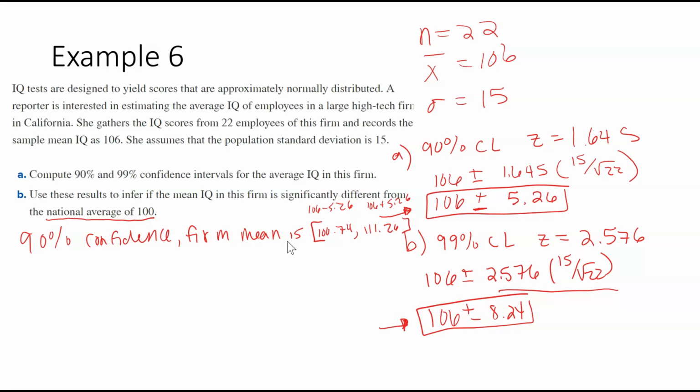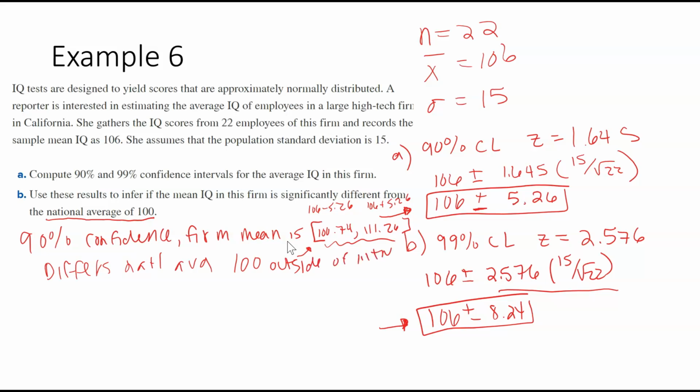Now, I can say that with 90% confidence, it differs from the national average because 100 is just below the interval. We're 90% confident that they're in between these values, and 100 is outside of the interval.